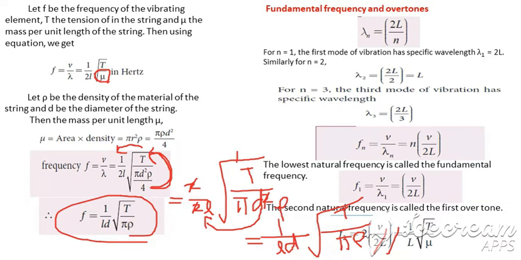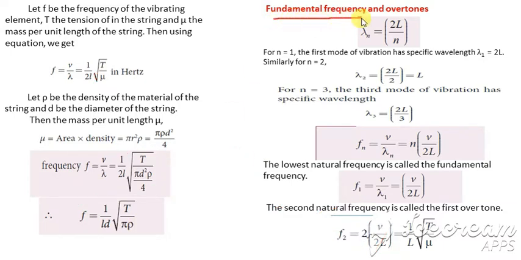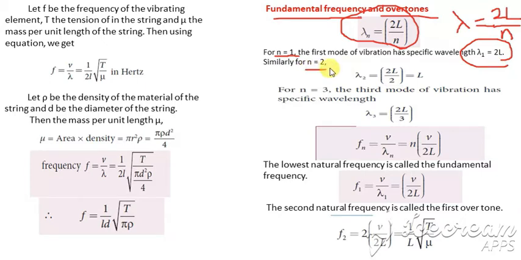Yes, clear? Next is a very important one. We are going to see what is a fundamental frequency and overtones. For this, the formula we use is lambda is equal to 2L divided by n. Suppose for n is equal to 1, lambda 1 is equal to 2L divided by 1, so that becomes 2L. Then for n is equal to 2, lambda 2 is equal to 2L divided by 2, so 2 cancels, we get L. For n is equal to 3, lambda 3 is equal to 2L divided by 3. So it goes on for lambda 1, 2, 3, etc.